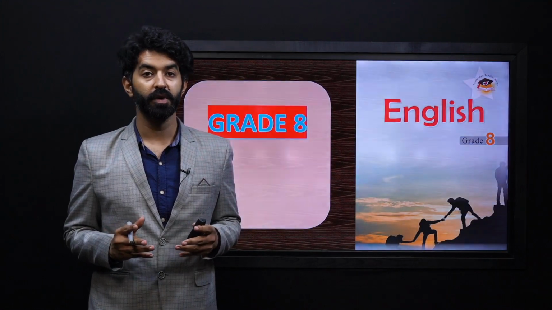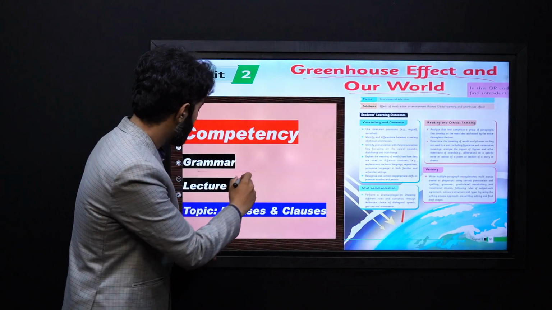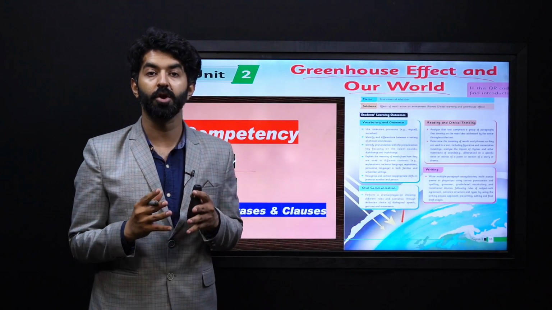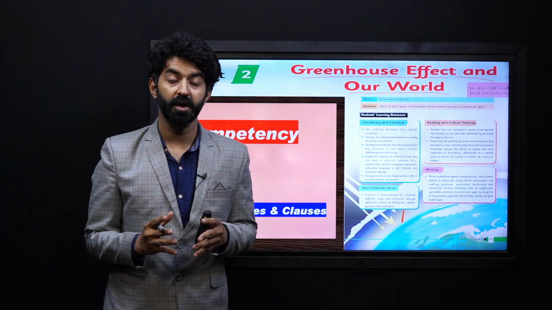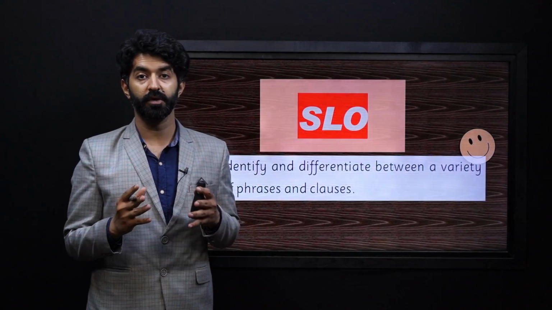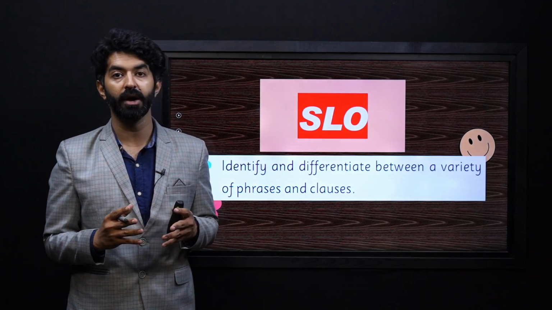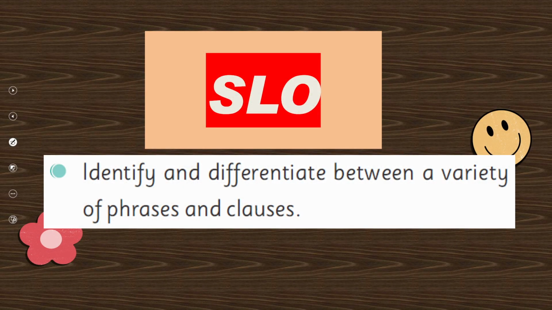My dear learners, we are with our unit number 2, greenhouse effect and our world. This is our lecture number 3 with the competency of grammar, and the topic is phrases and clauses. I hope that you are very well aware of phrases and clauses. Now let's see what we are supposed to do in today's lesson by reading our students learning outcome, or SLO. So our SLO is identify and differentiate between a variety of phrases and clauses.